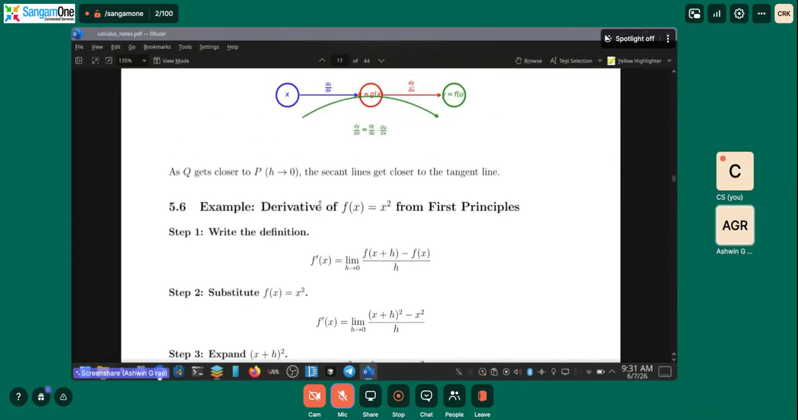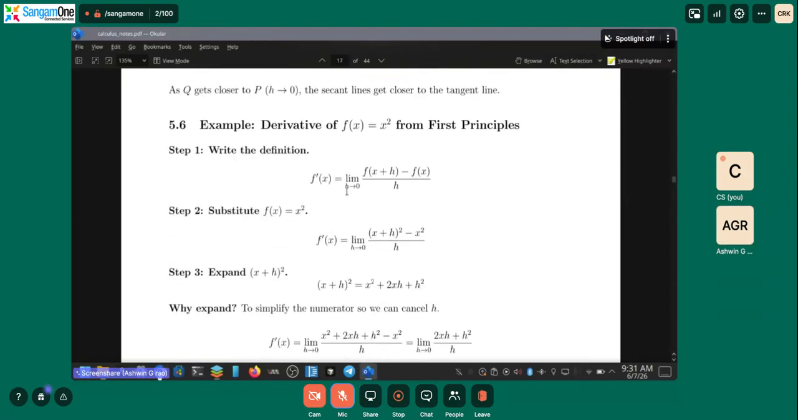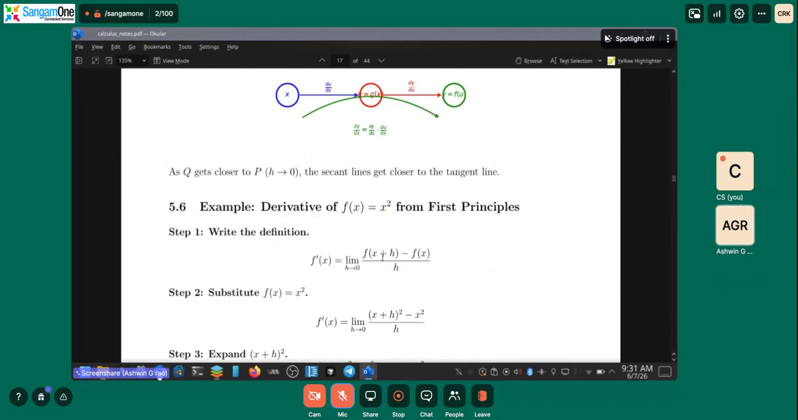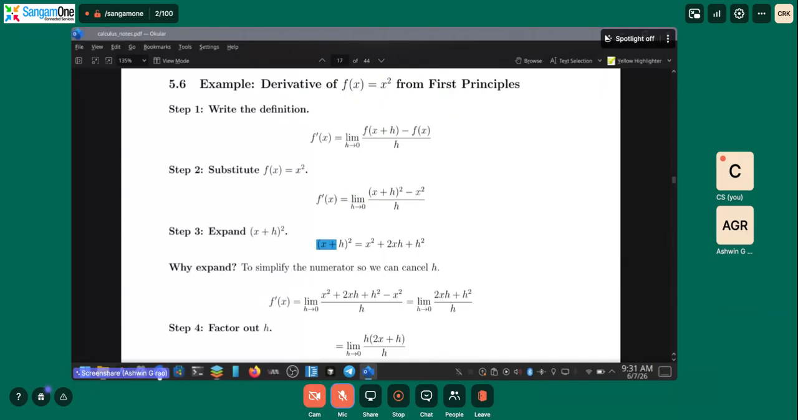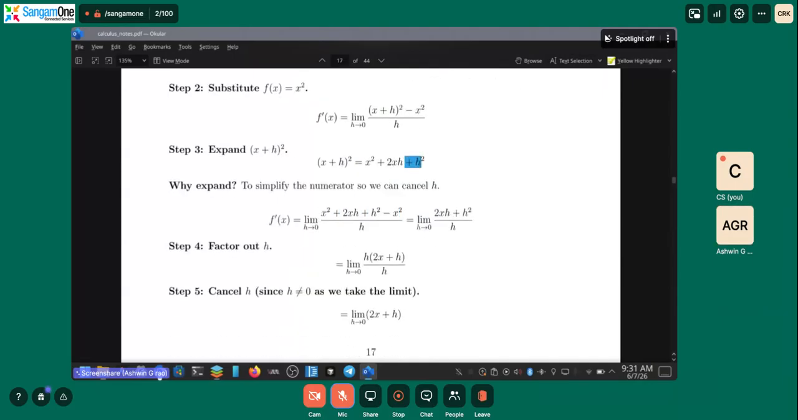As you can see here, this is the example problem. Write the definition: f of x plus h minus f of x, divided by h. Substitute f of x equal to x square. Expand that: x plus h whole square is x square plus 2xh plus h square. Simplify the numerator so that we can cancel h. This h component, we have to cancel that. Then converting it, we get this expression.